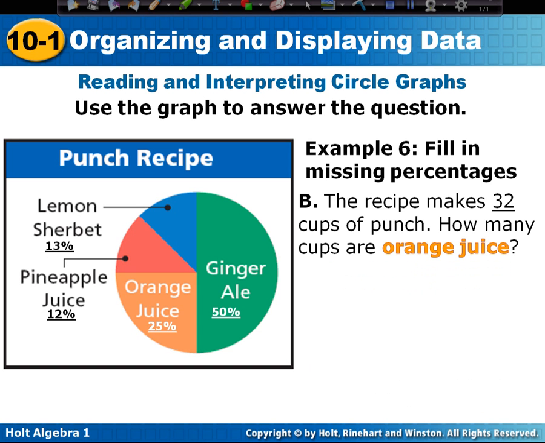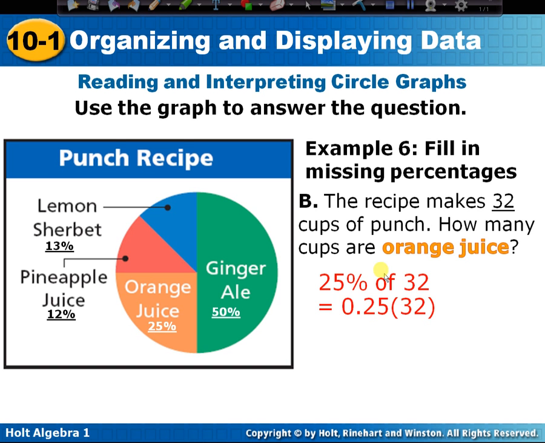Part B says the recipe makes 32, put 32 in the blank there. The recipe makes 32 cups of punch. How many cups are orange juice? So again, this whole circle graph here is representing the punch recipe. If it makes 32 cups of punch, how many of those cups are orange juice? We know that 25% of the punch is orange juice. So we're going to say 25% of 32. So where it says show work, write 25% of 32.